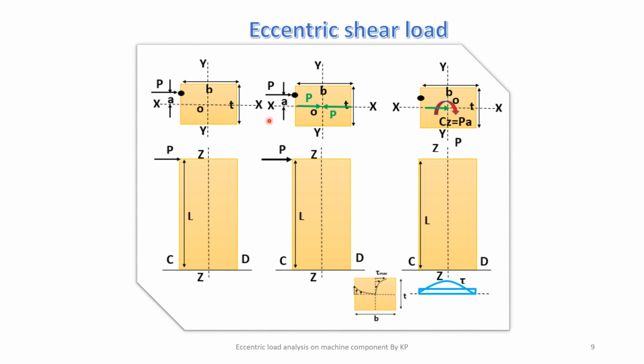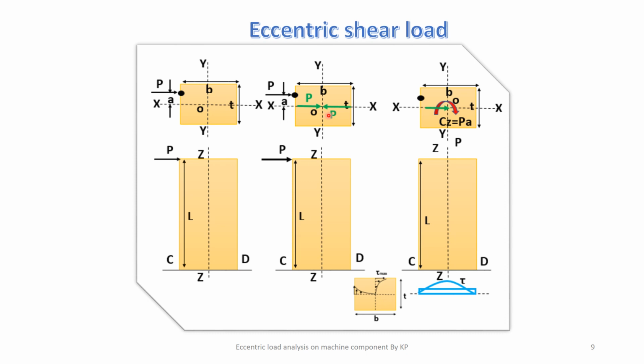To consider this effect, we apply at the center two forces P and P, which are equal, opposite and parallel to this applied load. So all these forces are equal. Now this force and this force are parallel to each other and apart by a distance A, so they form a couple, and the value of the couple is P into A, and this is a clockwise couple produced by these two forces.